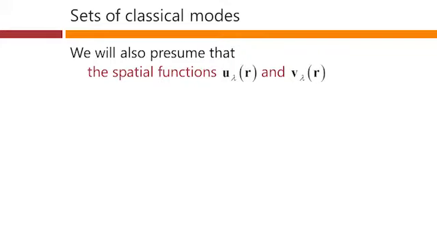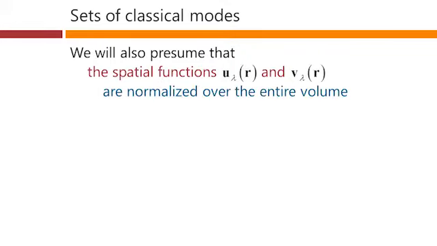We'll also presume that the spatial functions that we're writing here are normalized over the entire volume of our classical problem. And of course, we're going to presume they're all orthogonal. That should happen anyway, since they're eigenfunctions of a classical Hamiltonian, as it will turn out. They're certainly eigenfunctions of a classical problem.